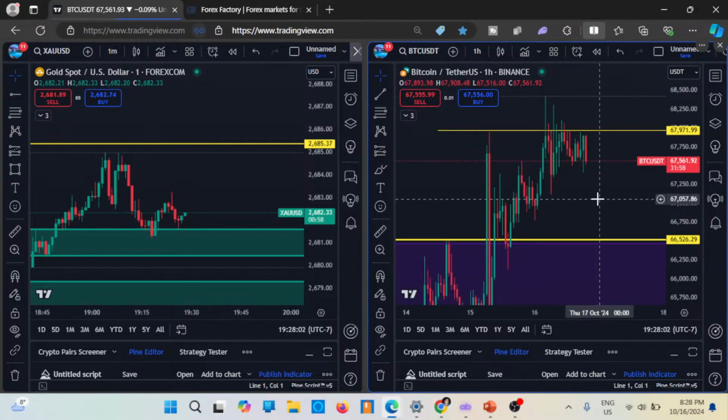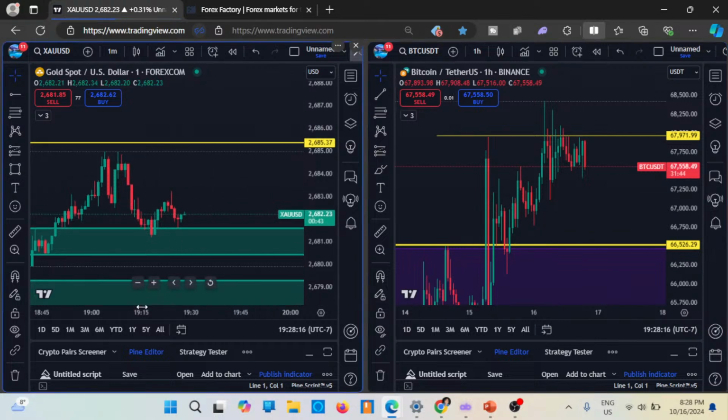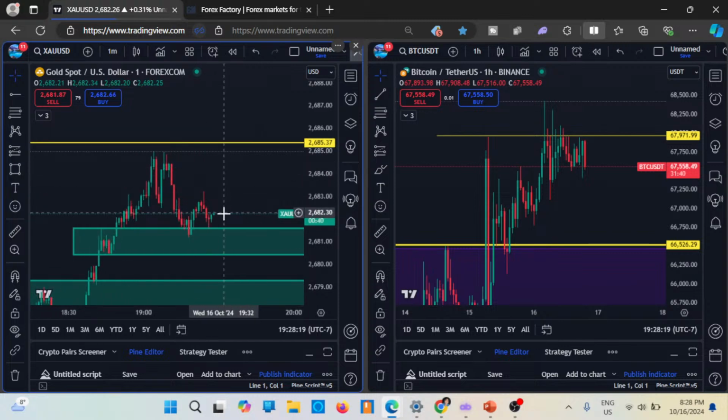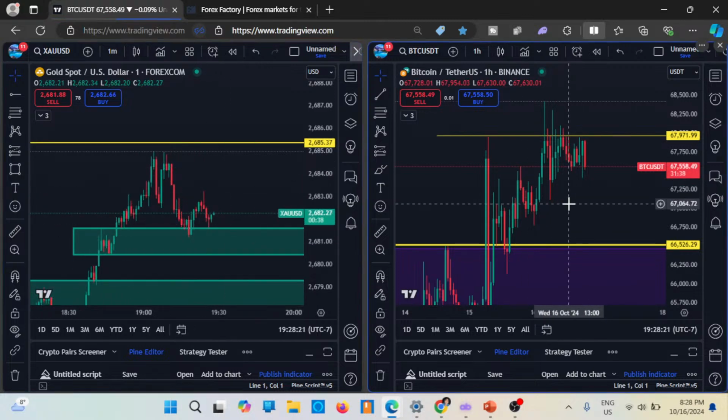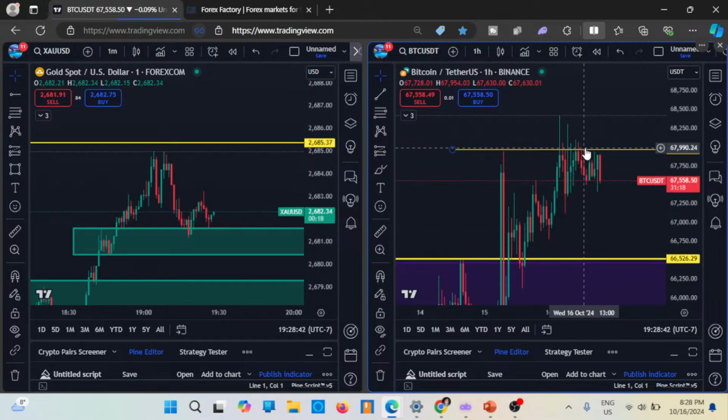So Bitcoin, what we are seeing, the price is currently trading at 67,558. That is the current price that Bitcoin is trading at. Now we have resistance here at 67,900, or let's just say 68,000, which price has failed to break multiple times. As you can see here, there have been multiple attempts to break that resistance, but for some reason price cannot seem to be able to break that resistance.